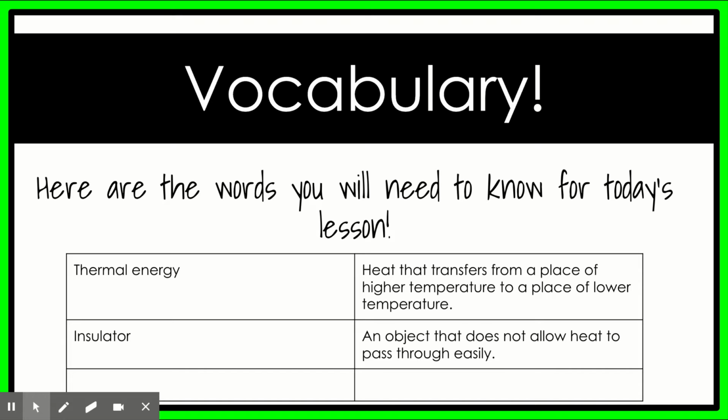All right, our vocabulary for today. We have two words that you're going to need to know. One is thermal energy, and that's heat that transfers from a place of higher temperature to a place of lower temperature. And then the other word, our focus for today, is insulator. That's an object that does not allow heat to pass through easily. Okay? An insulator does not let heat pass through easily.